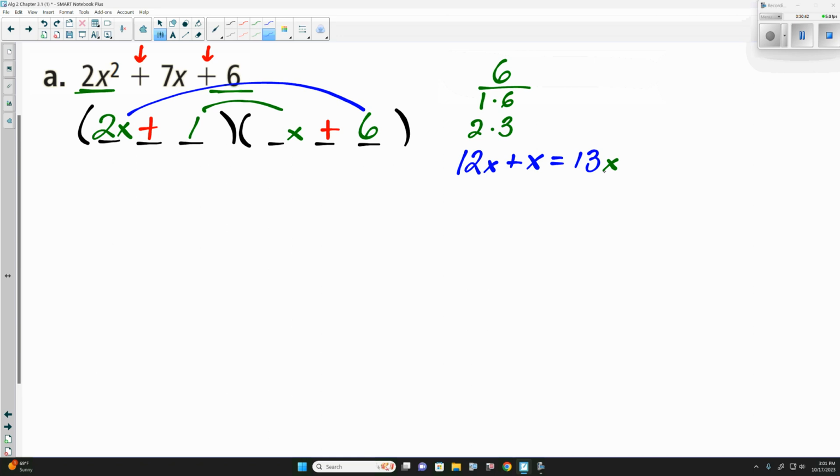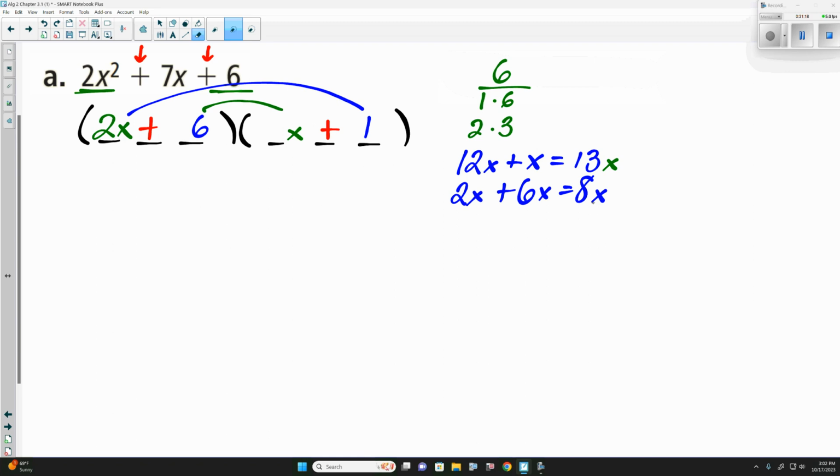Why would we not want to just switch the 1 and 6 and try that? 2x times 1 is 2x, yes? 6 times x is plus 6x, which gives us 8x. Is that the middle term we want? No.